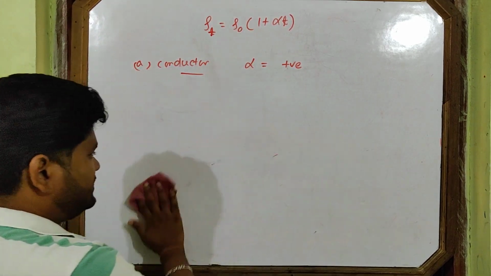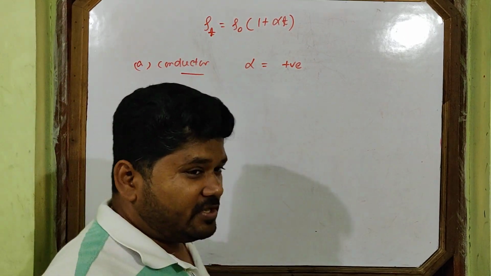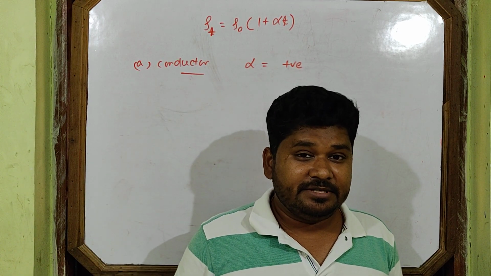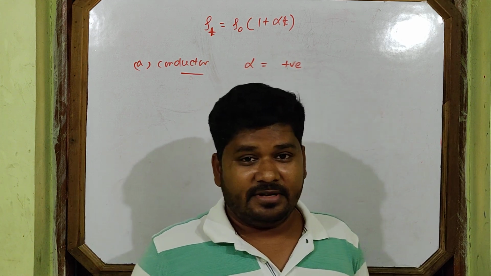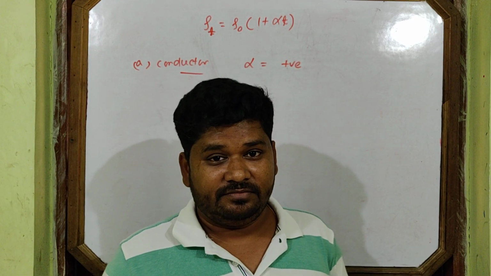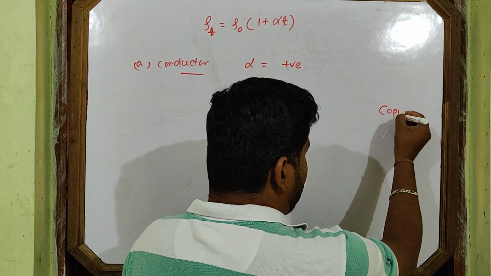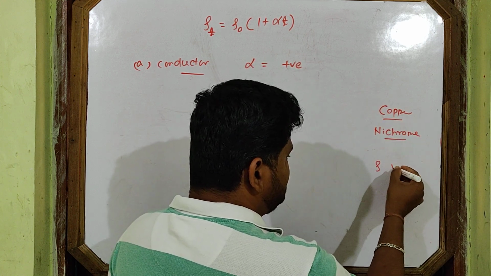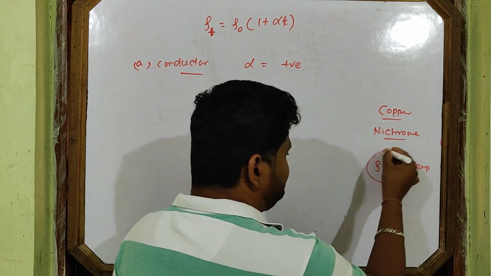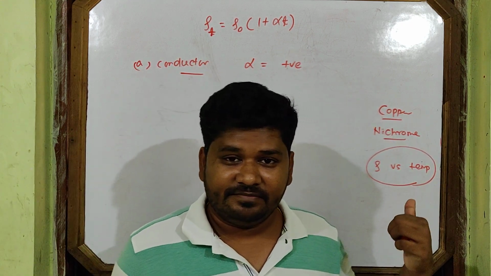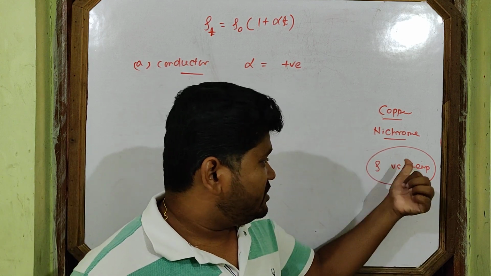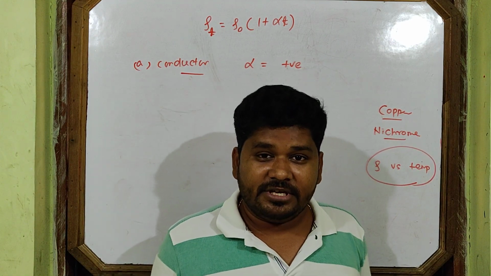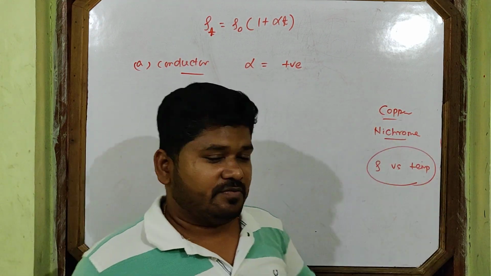Now come to semiconductors. But in conductors I am giving you one homework. You have to draw the resistivity versus temperature graph for copper and nichrome. This question comes many times in the exam. It is a remembering type question, to draw the graph, for copper and for nichrome.